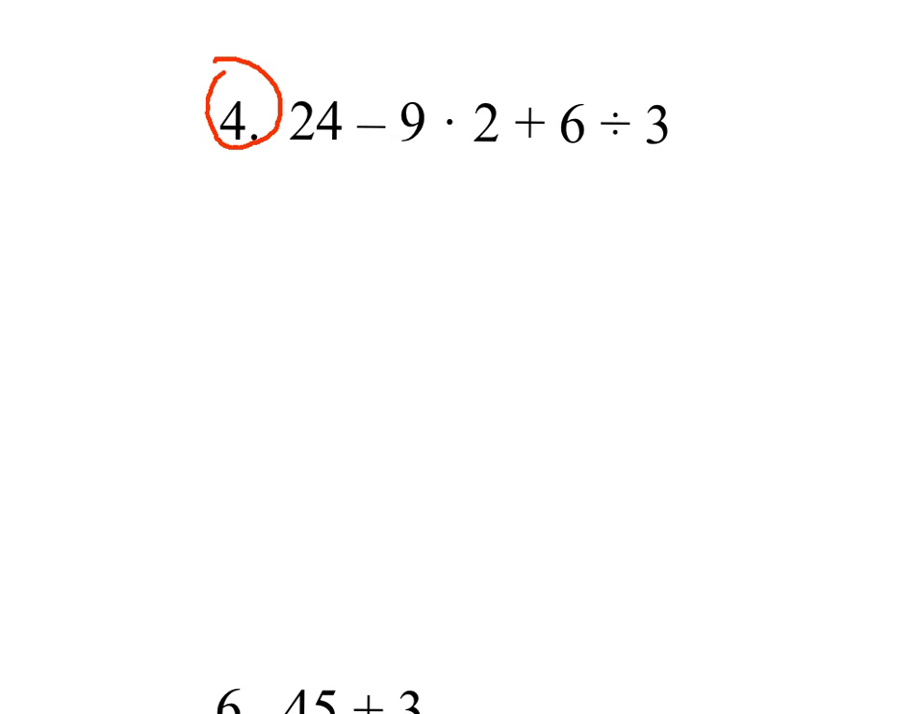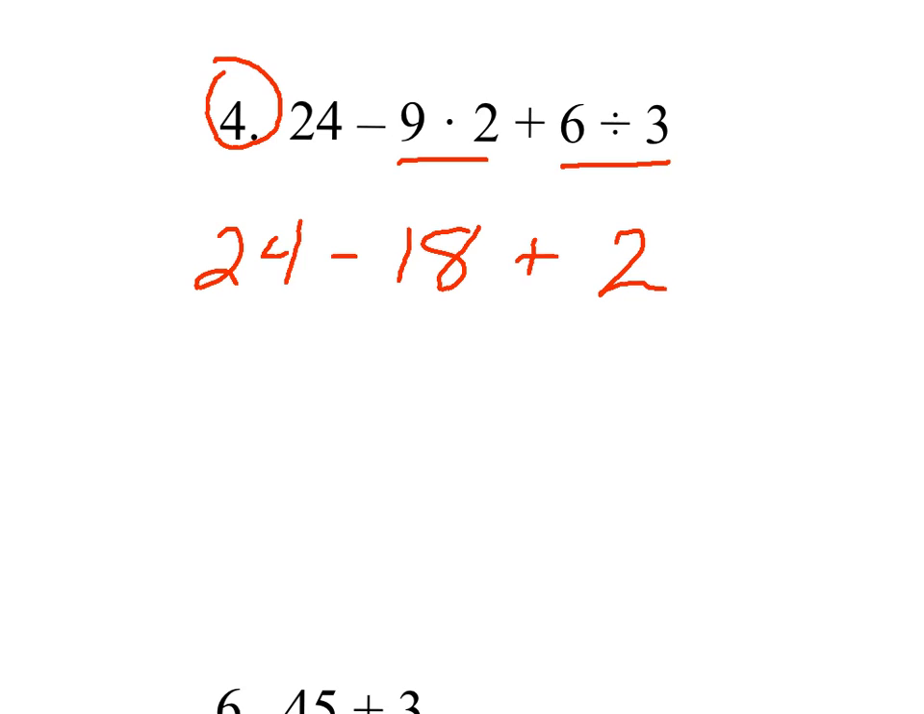All right, so our first step is I'm going to underline the multiplication, and I'm going to go ahead and underline the division as well, since they're on the same level of the PEMDAS. So we have 24 minus 9 times 2 is 18 plus 6 divided by 3 would be 2.